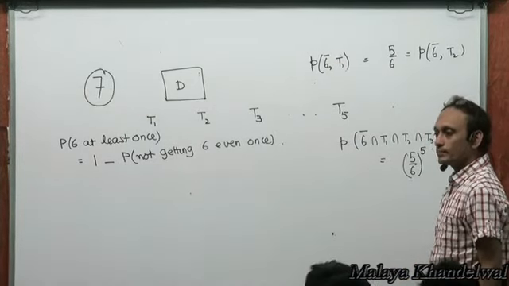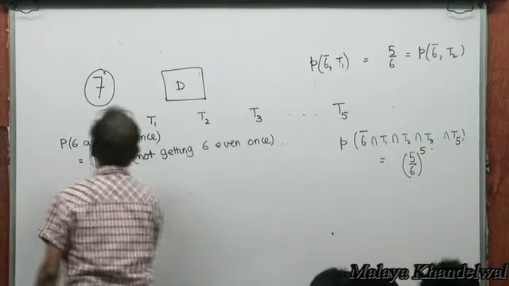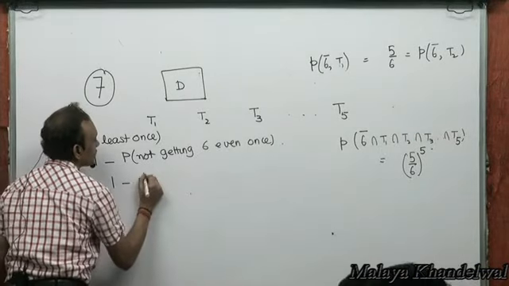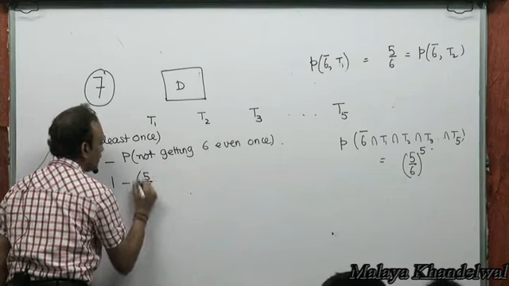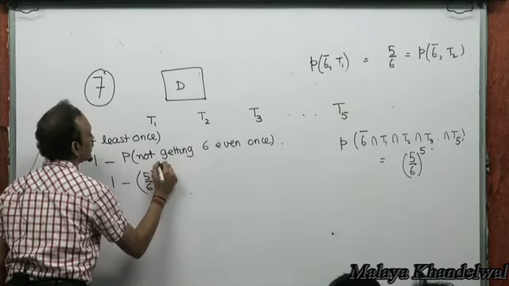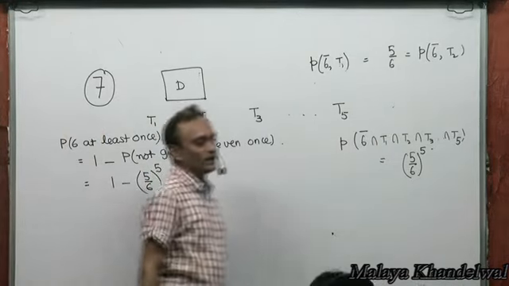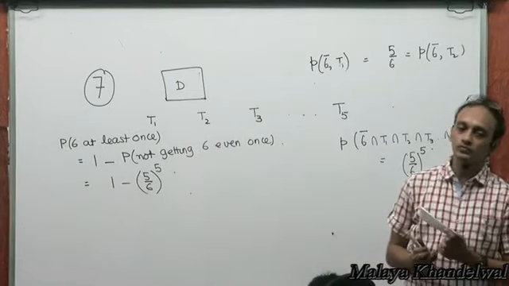Yes or no? So the required probability is going to be 1 minus 5 by 6 whole to the power 5. Not getting 6 even once. Yes or no?